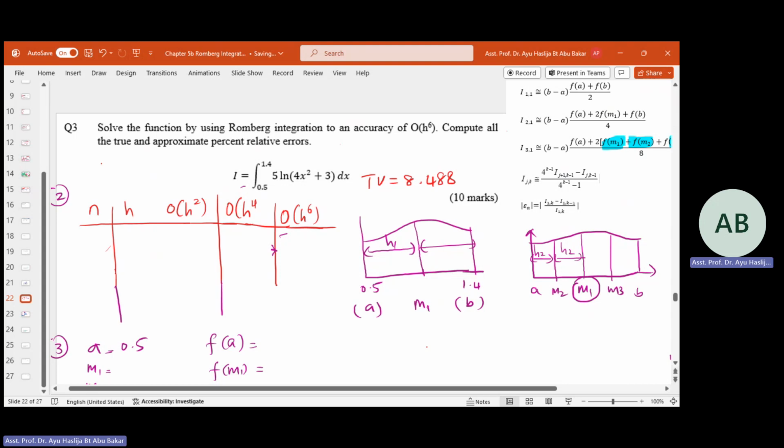Okay, this question, it asks you to find. Before that, Alif, can you see clearly or not?